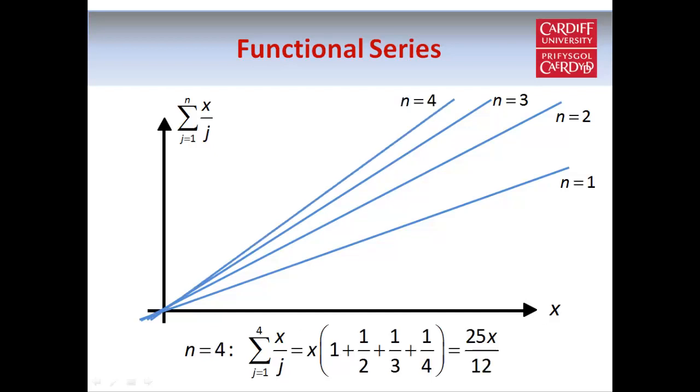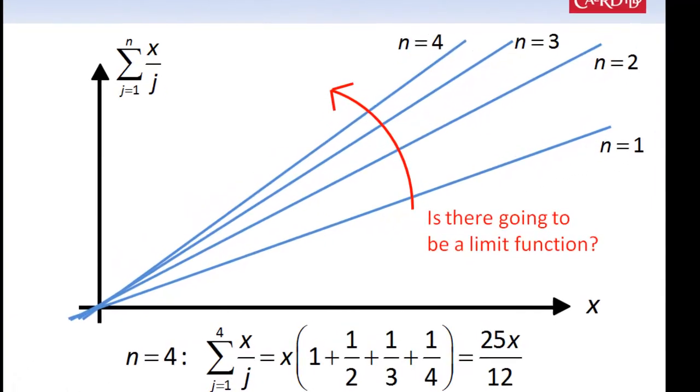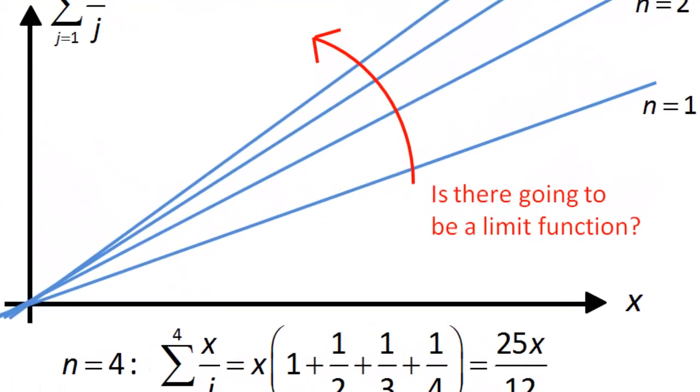When n equals 4, if we add x over 4 to our cumulative total, we get 25x over 12, and you can see that this time the general trend is that each function in our sequence is actually more steep than the one before it. So from this diagram, it's not clear whether or not the sequence of partial sums will eventually converge to a limit function, and that's the question we're interested in when we investigate the convergence of a functional series.